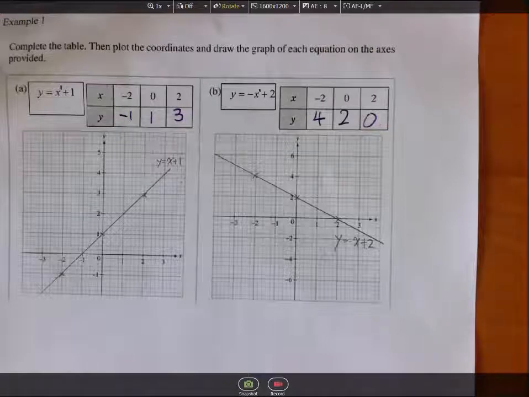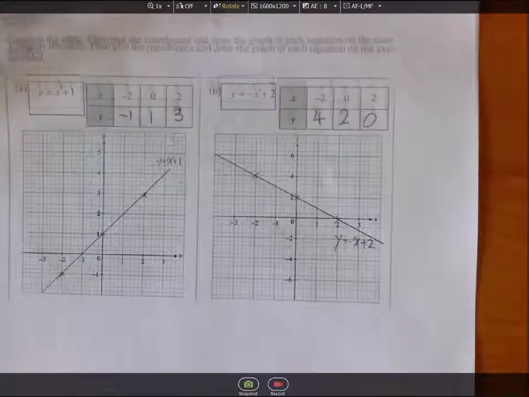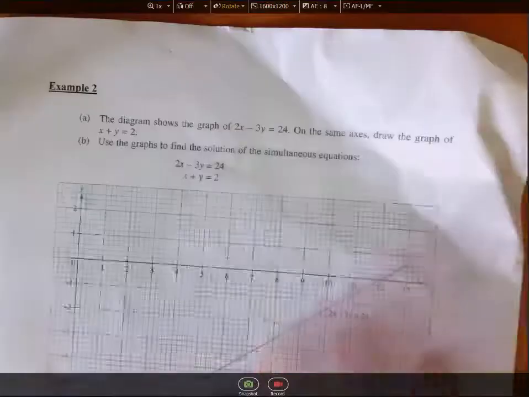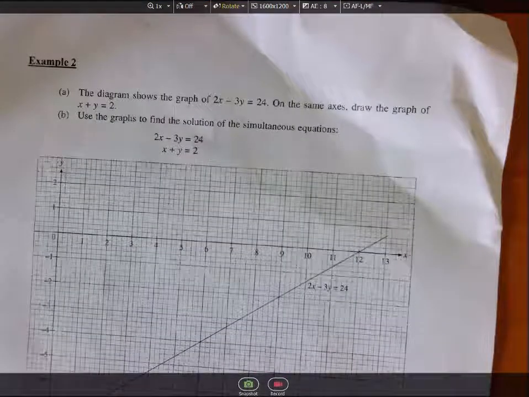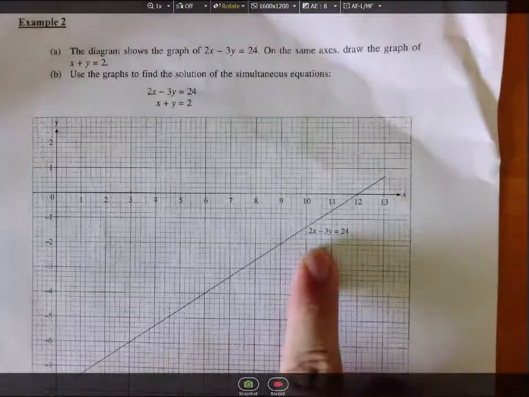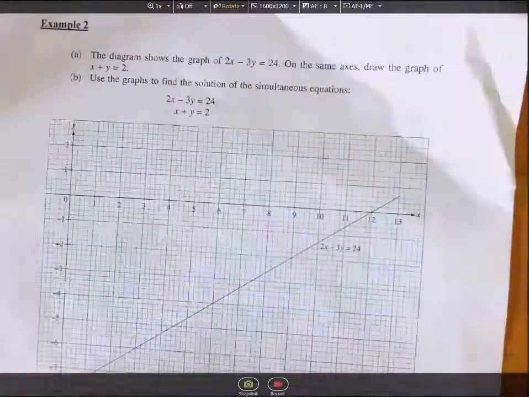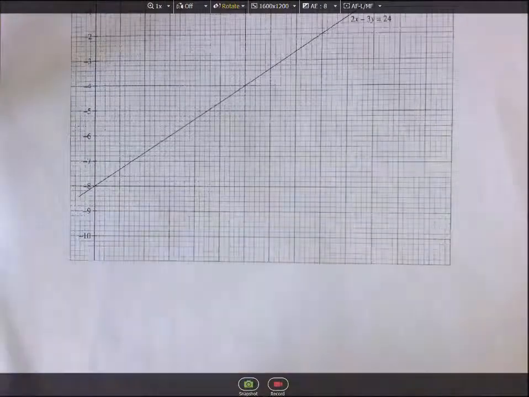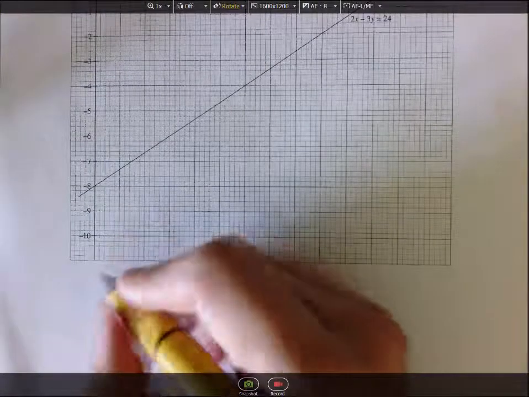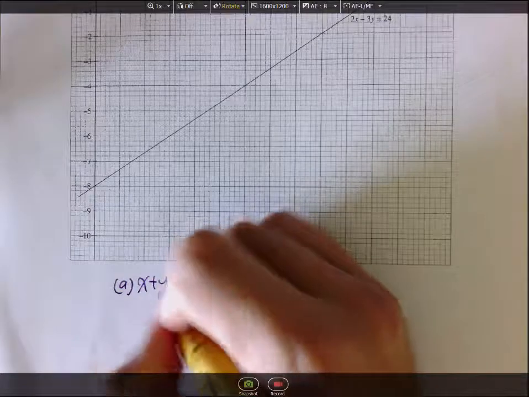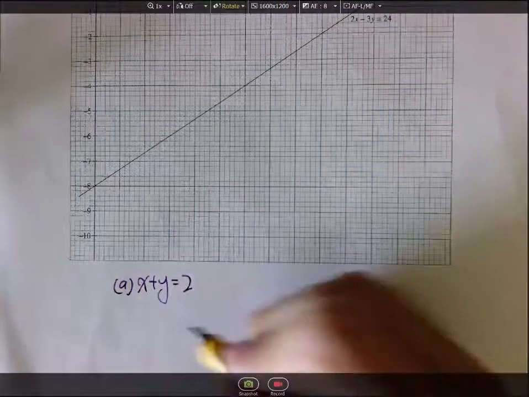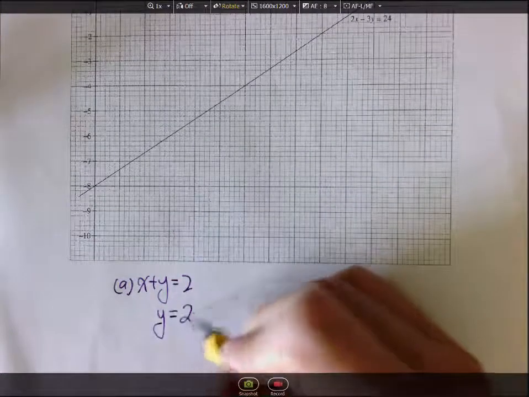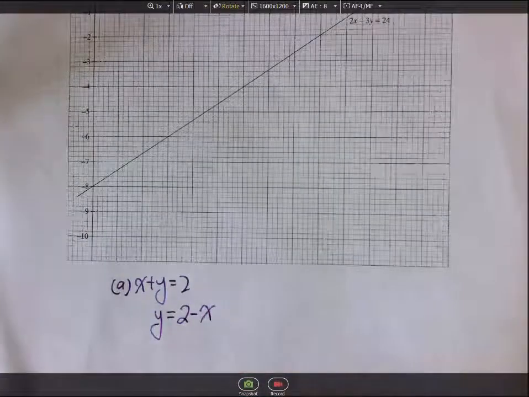Now how do we use the graphical method to solve simultaneous equations? You turn your worksheet to the next page, example 2. The diagram shows a graph of 2x minus 3y equals 24. So that's already given. On the same axis, draw the graph of x plus y equals 2. Before we can draw x plus y equals 2, let's rearrange the equation. For part A, maybe we rearrange to make y the subject. y equals 2 minus x.